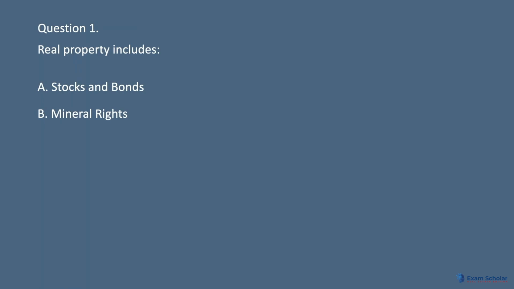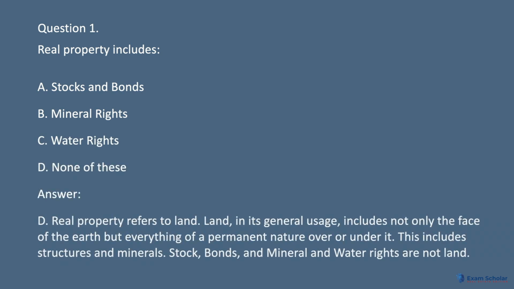Question 1. Real property includes A. Stocks and bonds. B. Mineral rights. C. Water rights. D. None of these. Answer. D. Real property refers to land.